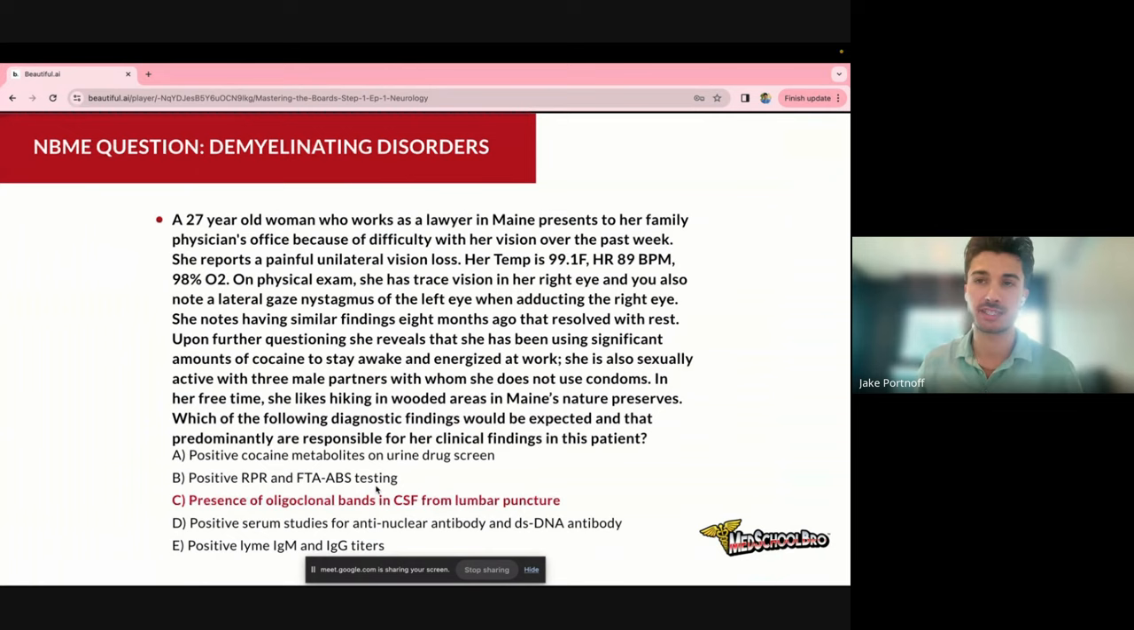Let's go back and remind ourselves, what did our dorsal columns do? They were feeling very patient, right? Fine touch, vibration, proprioception, and they waited to decussate at the medulla, okay? Very, very key tie-ins. What other pathologies can affect our dorsal columns?